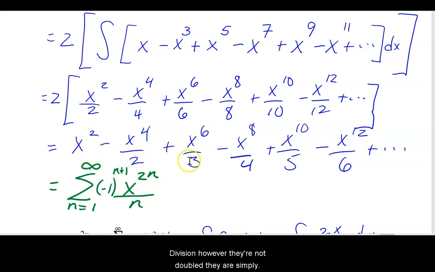Division, however, they're not doubled. They are simply the index itself, the first, the second, the third, the fourth. That gives me x to the 2n divided by n. The next thing to note is that it is alternating in sign, so I have -1 to some power. The power could be n plus 1 or n minus 1, or it could be n. I think I should start at n equal 1 so that I can get x squared over 1 for the first term. Since it's positive, I need the -1 to be positive. You could write this as either n plus 1 or n minus 1, and it would still generate the same list of numbers.